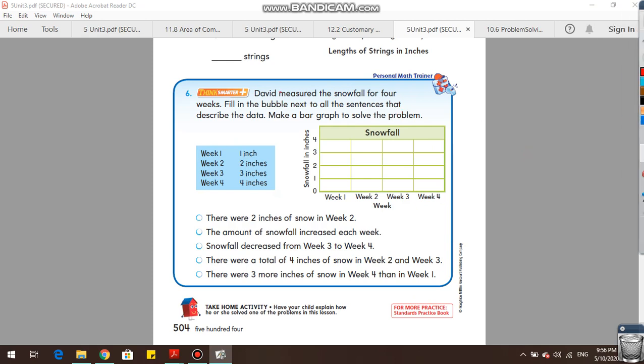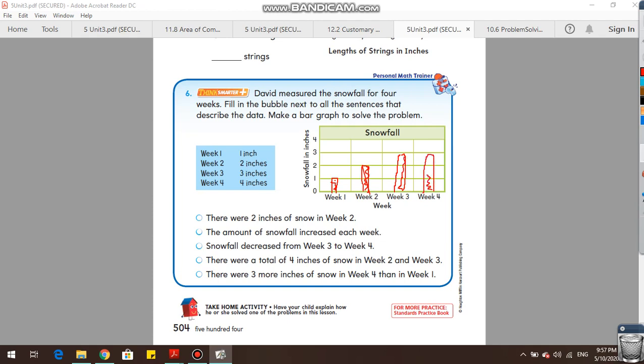Now, in number 6, David measured the snowfall for 4 weeks, fill in the bubble next to all the sentences that describe the data. Make a bar graph to solve the problem. Okay, guys, I need you to do the bar graph, then check your answers with me. In week 1, it was 1 inch. Okay, week 2, 2 inches. Week 3, 3 inches. And week 4, 4 inches.